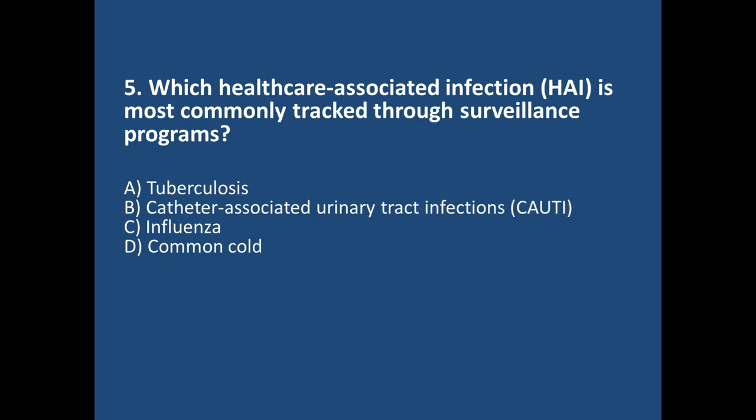Question number 5. Which healthcare associated infection is most commonly tracked through surveillance programs? A. Tuberculosis. B. Catheter associated urinary tract infections. C. Influenza. And D. Common cold.